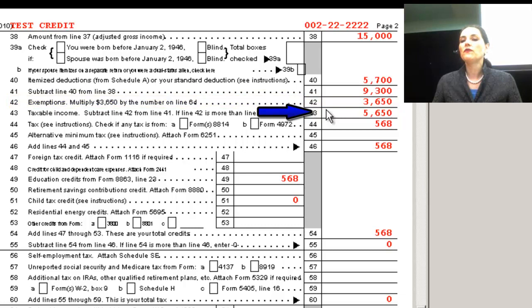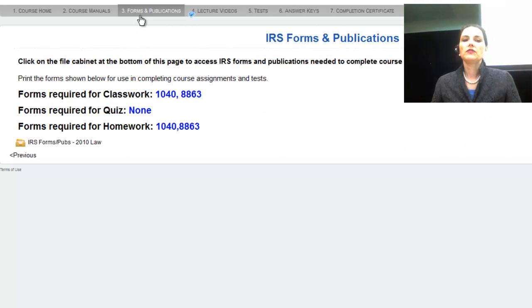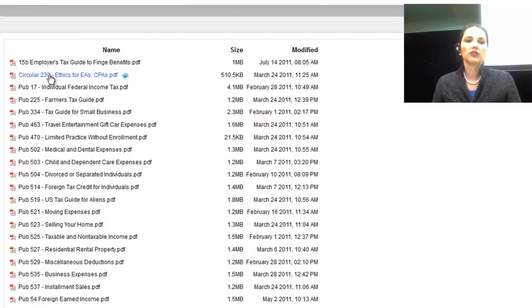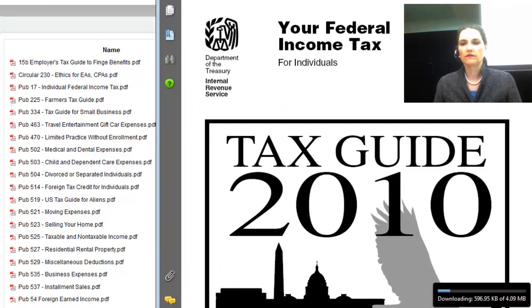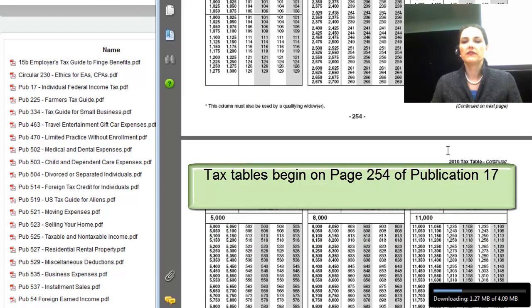At this point, we move over to the IRS tax tables. You can find tax tables at the end of Publication 17, and maybe I'll just show you how to do that. So I've returned to the Learning Management System. I'm going to the IRS Forms and Publications folder. I'm going to go to the IRS Publications folder, and then I'm going to click on Pub 17. So IRS tax tables are located in Pub 17.